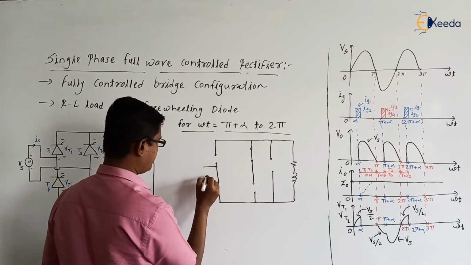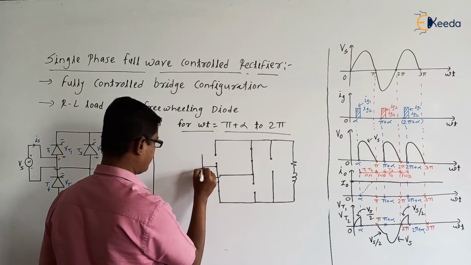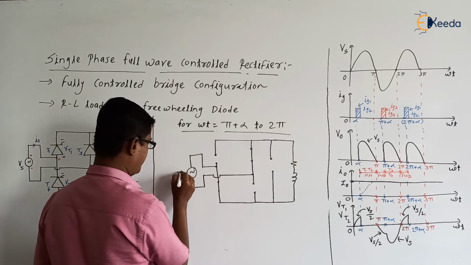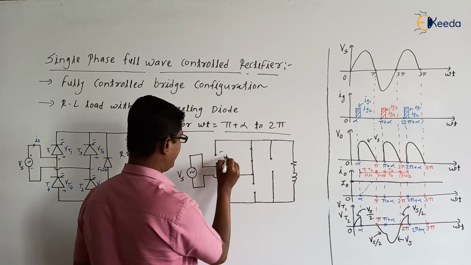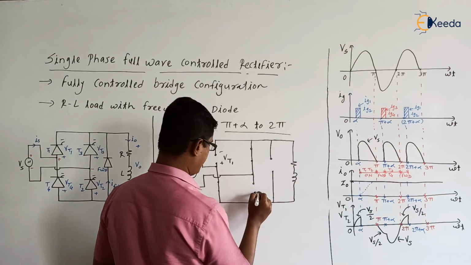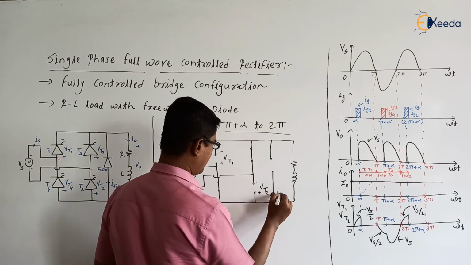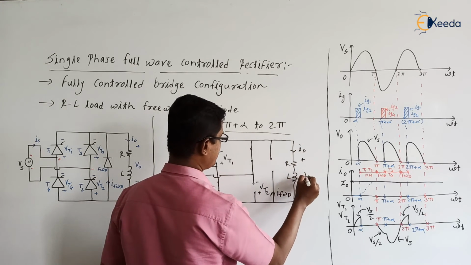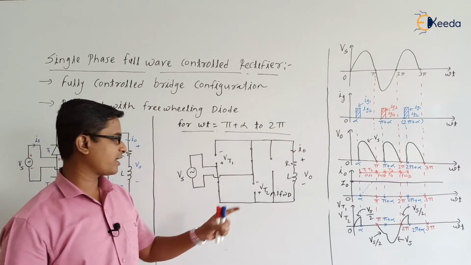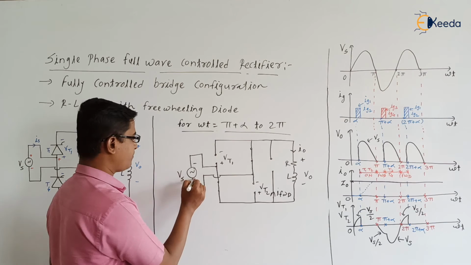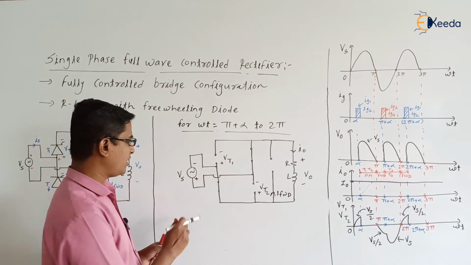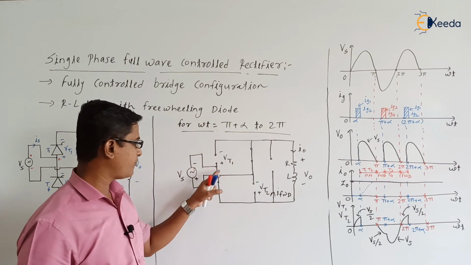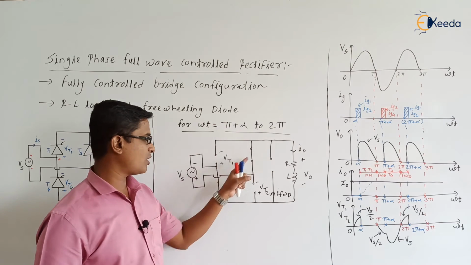Supply voltage here, this is Vs, this voltage is Vt1, this voltage is Vt2. Freewheeling diode, R, L, I0 and V0. Now we have applied the gate signal to T3 and T4. So what will happen? During pi plus alpha to 2 pi, supply voltage is negative, so polarity will be plus here, minus here. Current will be flowing from Vs through T3, the load, T4 and again back to Vs. So now these two are in the on state.